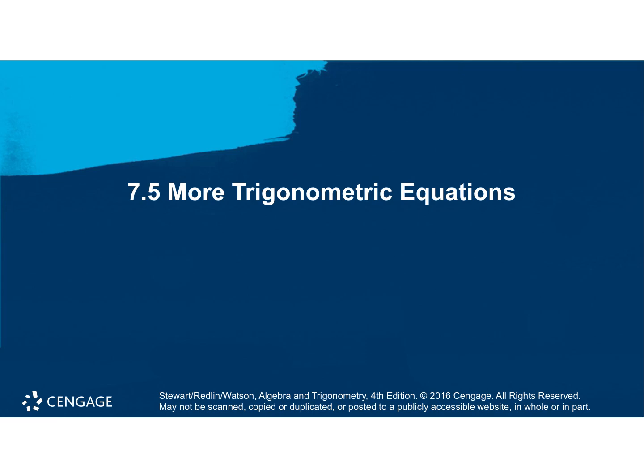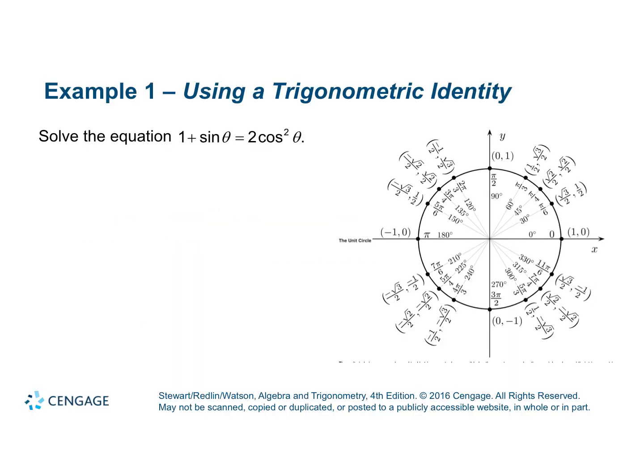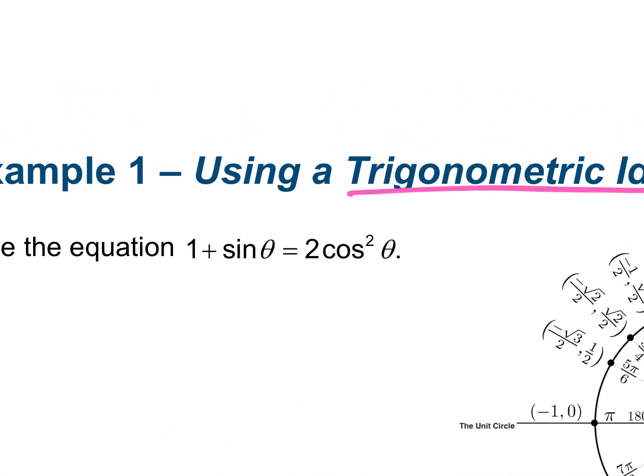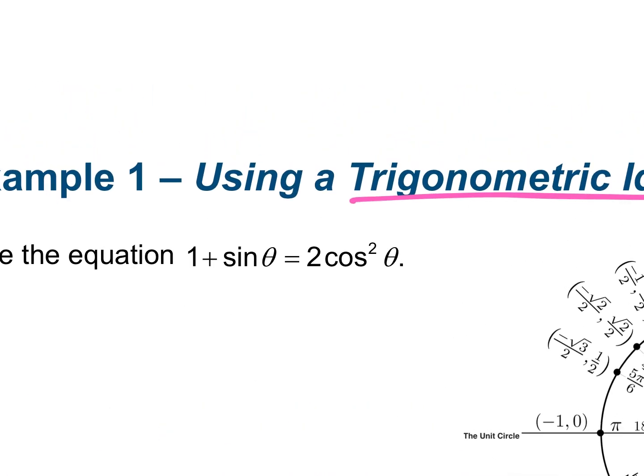So 7.5, we're going to do the same thing that we were doing yesterday in 7.4, but just kind of like turns it up a little notch. So looking at example 1, here we have sine and cosine squared. We can't factor with what we have. So sometimes we may have to use a trig identity to help us solve. We want to get all of our trig functions to be the same.